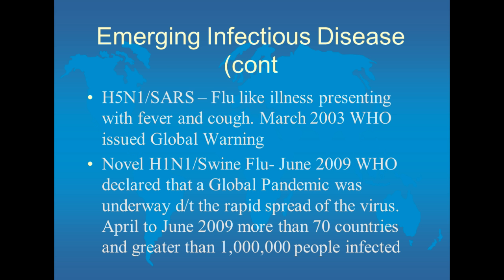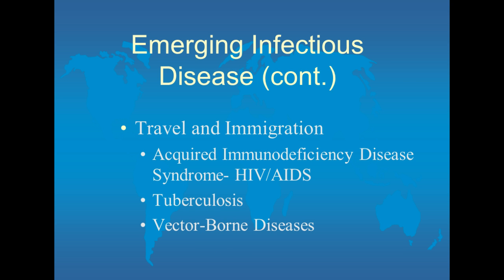Now, I'm going to go back down to a little bit more. Some issues you have to consider are travel and immigration. You have acquired immune deficiency. And in Lewis, I believe there's a care of the patient and a care plan in there, taking care of AIDS, HIV/AIDS syndrome. Tuberculosis you're going to be learning about next year, so don't worry too much about that. And vector-borne diseases would be things you encounter when you travel, like malaria, yellow fever, dengue virus. They cause significant morbidity and mortality throughout the developing world.